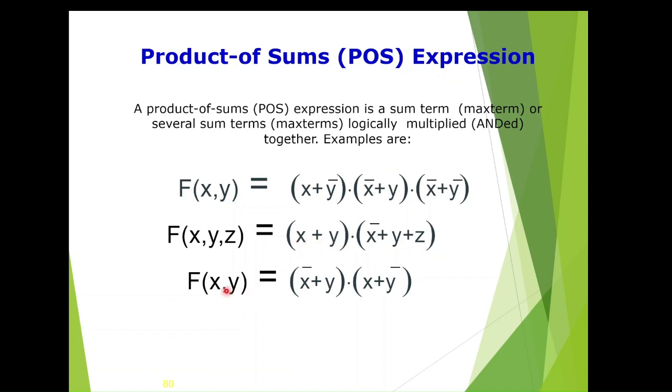So here if I take f of x comma y, only two variables, and these two terms consist of all the variables. So then this is one max term. X bar plus y is one max term. X plus y bar is one max term. And this expression, Boolean function, is in the canonical form.